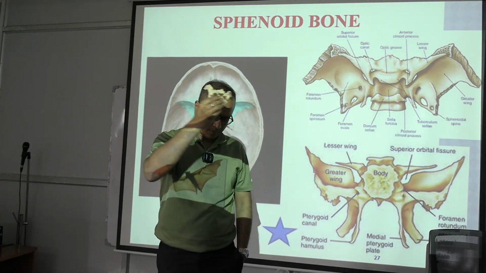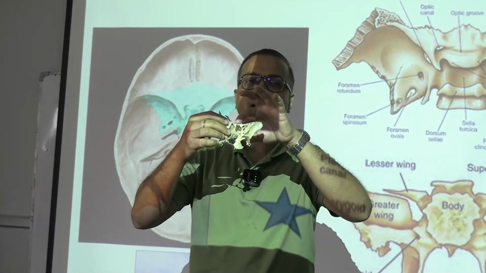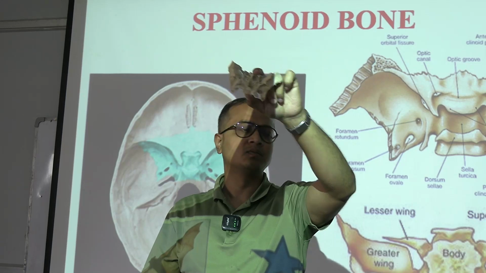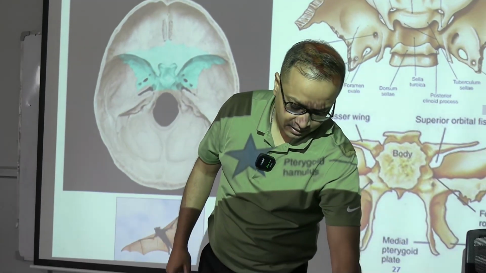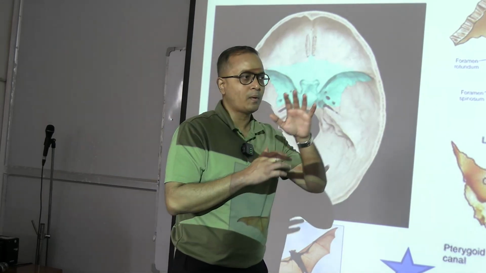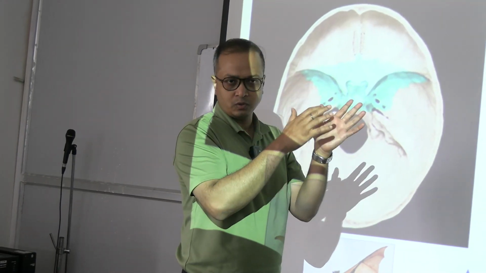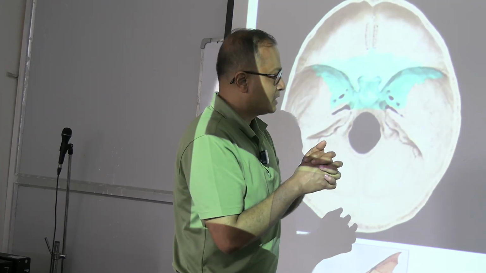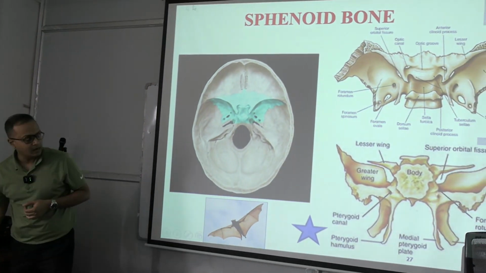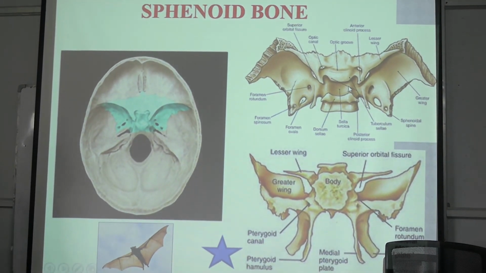bone. The sphenoid bone has a basic part, a central part which is the body, and two wings. One is a big wing and one is a small wing. We call them the greater and lesser wings of the sphenoid. The body has an upper part and a lower part, with anterior, posterior and inferior surfaces as well. But we emphasize the superior surface of the body, which has a bony chamber in it. We call it the sella turcica.